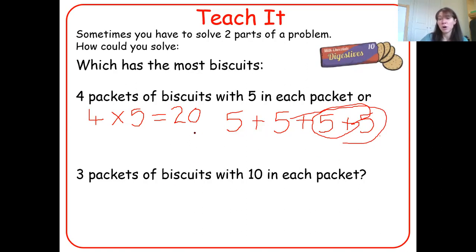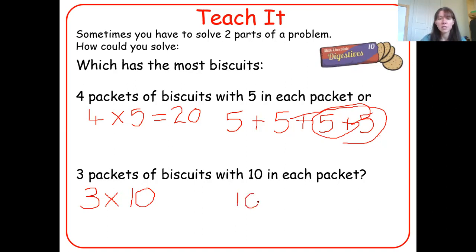Next one then, so we've done the first part of the question. So the next part of the question is that we've got 3 packets of biscuits and there's 10 in each packet. So what's the calculation this time? That's right, so we've got to do 3 lots of, or times, multiplied by 10. 3 lots of 10, or 10 3 times if we switch it around. But actually, I'm going to do the efficient way. I'm going to do the way that's quicker, and I am going to do 3 lots of 10.